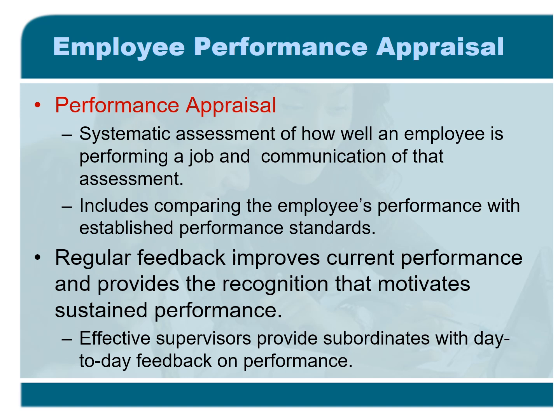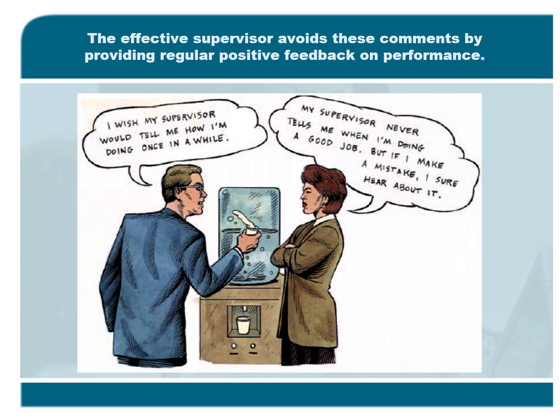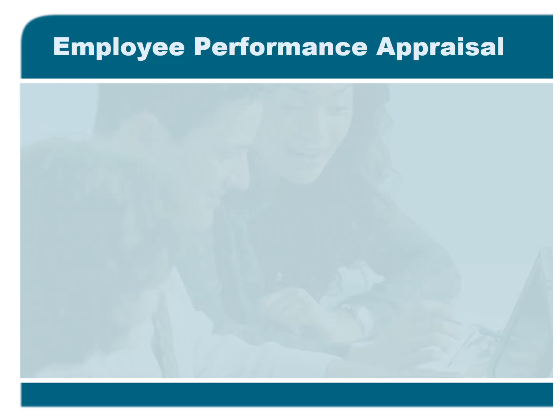Effective supervisors provide subordinates with day-to-day feedback on their performance. The effective supervisor also avoids negative comments by providing regular positive feedback. I wish my supervisor would tell me how I'm doing once in a while. Well, my supervisor never tells me when I'm doing a job, but if I make a mistake, I sure hear about it. So, in other words, don't just tell them when they're doing something wrong. Tell them when they're doing things right and how you appreciate it.